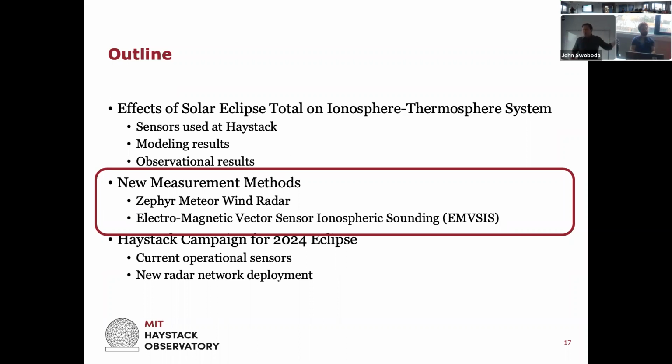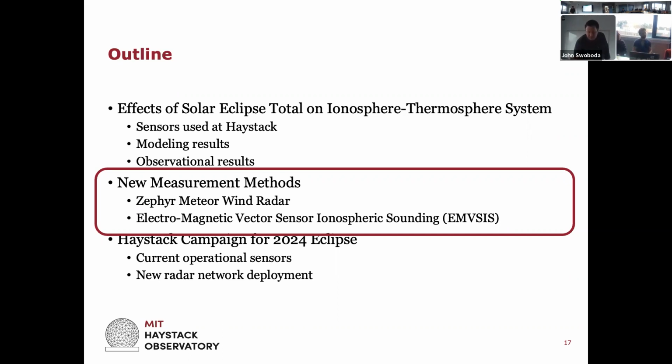Some of the things that we believe were causing the inconsistencies between the model and the real data were likely due to changes in the thermosphere. Well, now we have a way to monitor the thermospheric change, or we're developing this method using the Zephyr meteor wind radar. So we're able to monitor thermospheric change plus larger scale altitude resolved measurements of the bottom side of the ionosphere using emphasis. And we're going to do this along a good portion of the Northeast. I'll show you our plan later on.